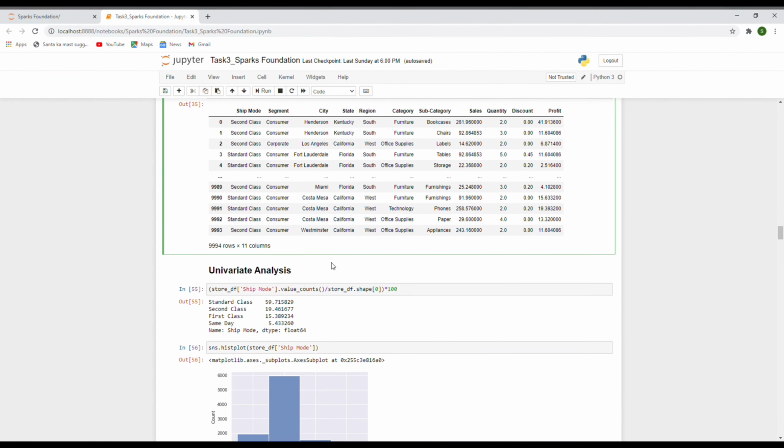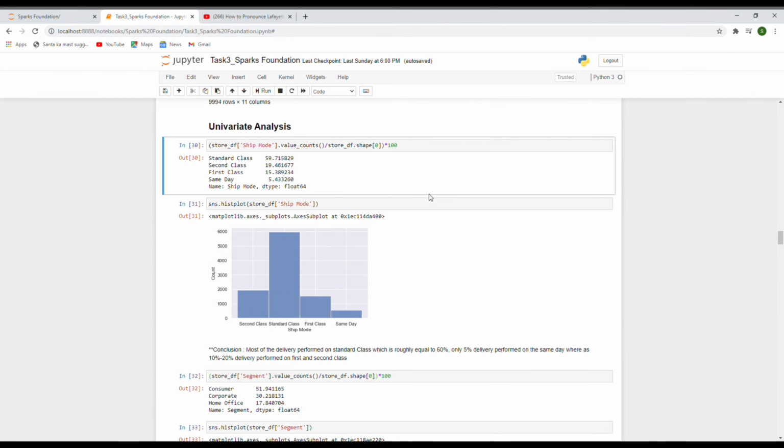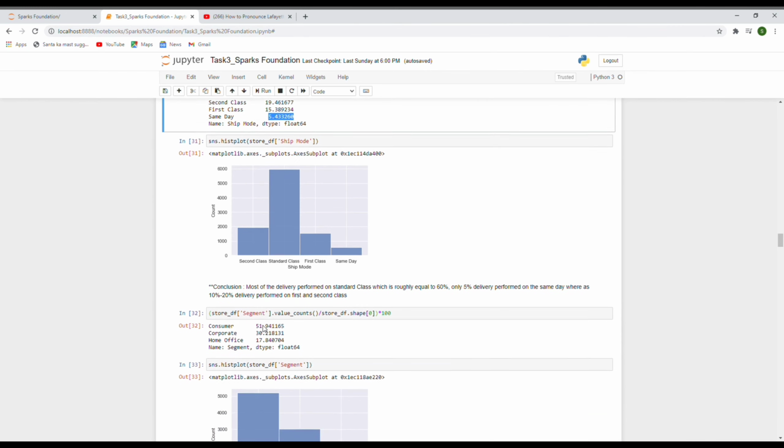So let us do some univariate analysis. Let's know more about the shipping mode. Here we have four modes of shipping, that is standard class, second class, first class, and same day. With the percentage method and this histplot, we can easily observe that most of the deliveries were performed in standard class, which is roughly equal to 60%, and 5% of deliveries were performed on the same day, whereas 10 to 20% of the deliveries were performed in first and second class.